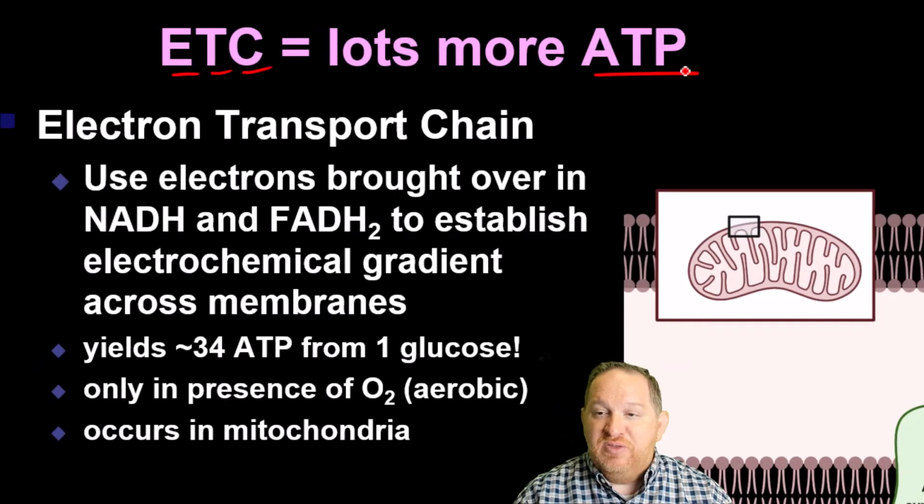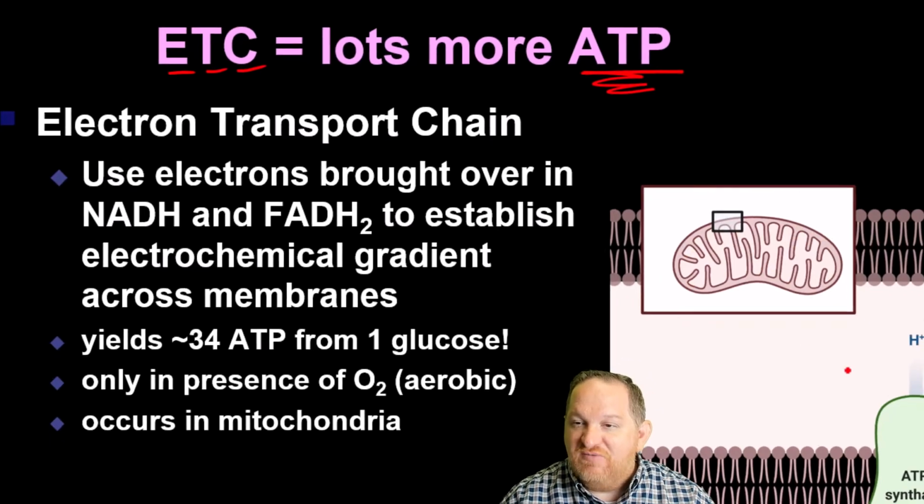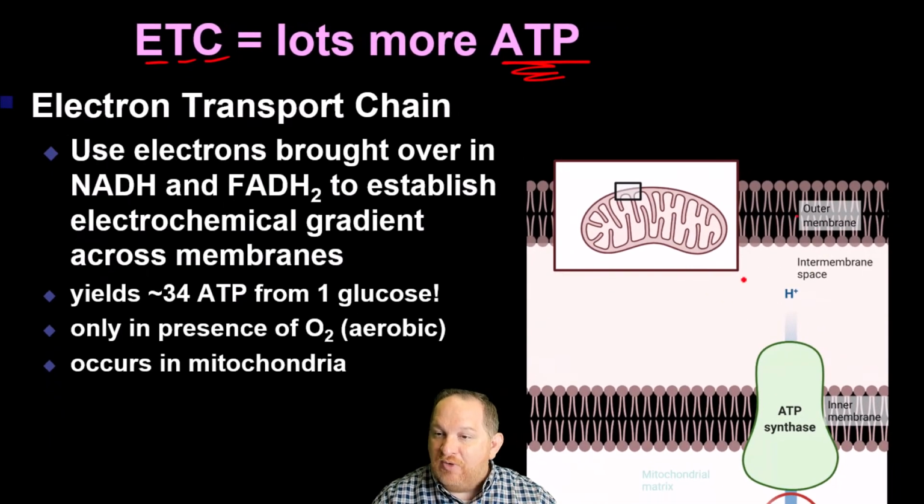So let's talk about where this occurs. So here's our mitochondria, powerhouse of the cell, ATP maker of the cell. You see the outer membrane and the inner membrane. So we're really in this spot here, outer membrane and an inner membrane. So we're kind of in this space where we're going to see the electron transport chain take place.